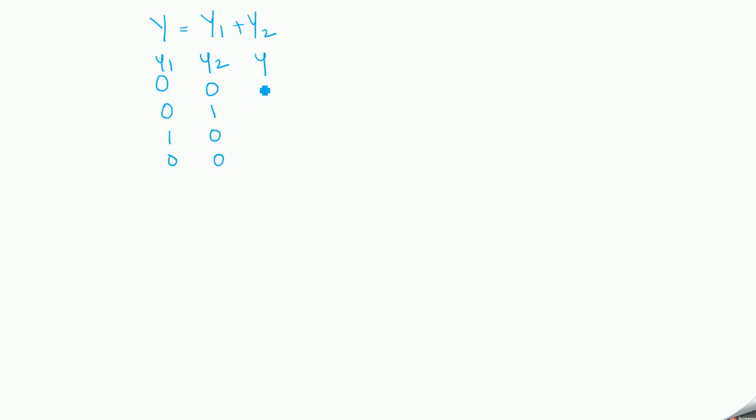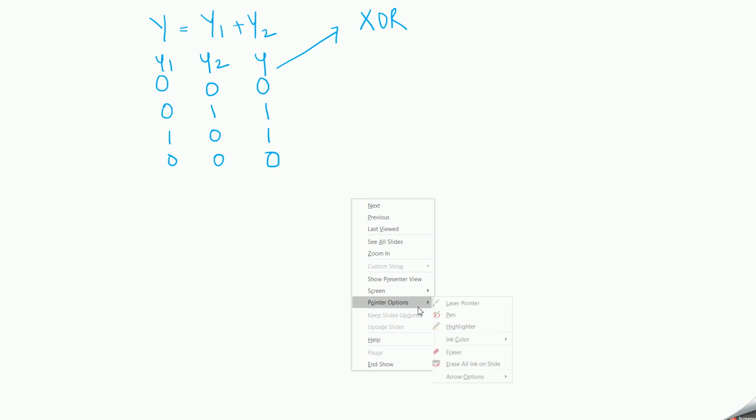So what will be y? It is your OR operation, that is plus. So this is 0, 0, 1 is 1, 1 and 0. So here indirectly we are getting the truth table for your XOR Boolean function. Now let us consider the weights.